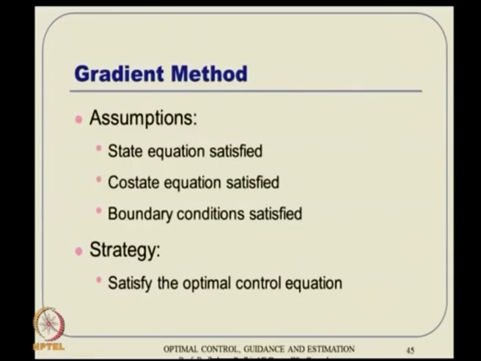Now, coming back to the gradient method, which is another idea actually. What we do is, okay, we start with a guess history of the control value from t0 to tf, and with respect to that guess history, we assume that if you use that guess history in the state equation, then whatever trajectory we get is close to optimal in the following sense: the state equation is satisfied, the co-state equation is also satisfied, the boundary condition is also satisfied, whereas the optimal control equation is not satisfied.